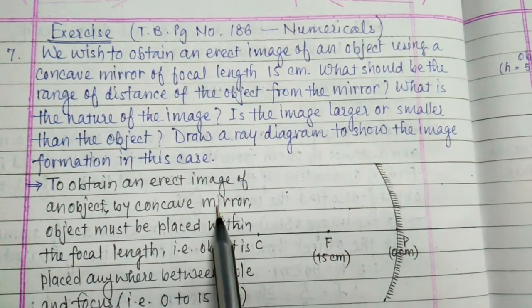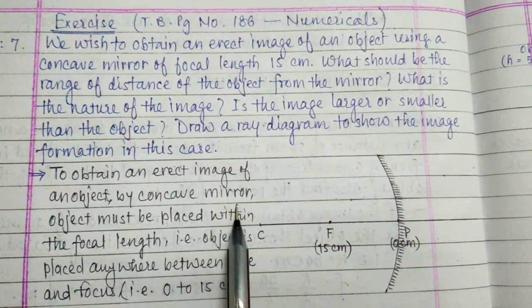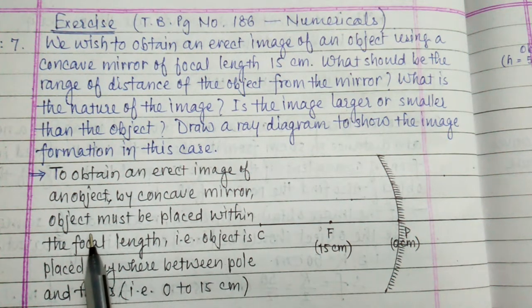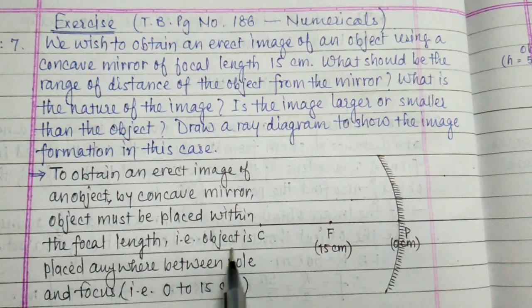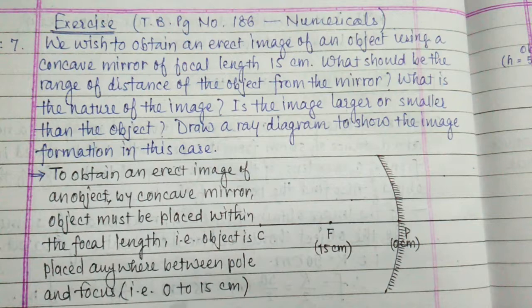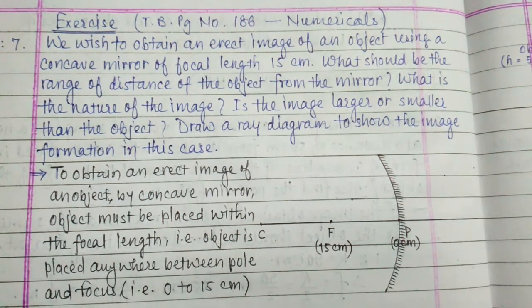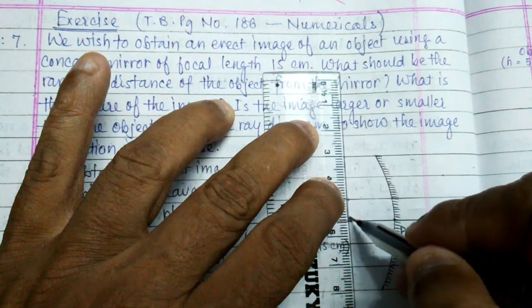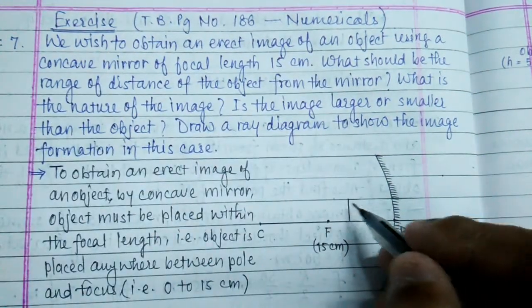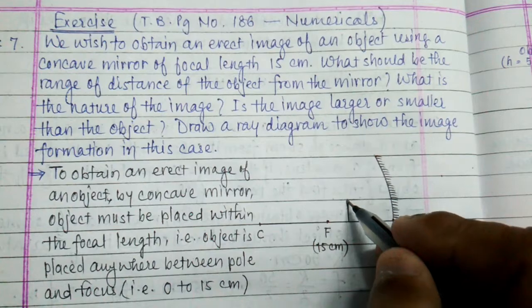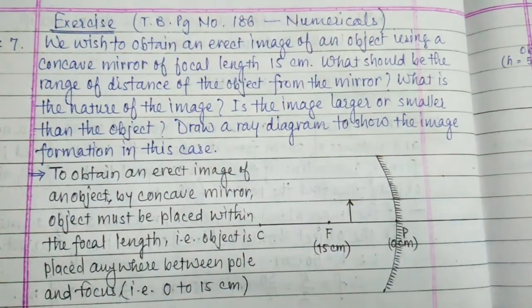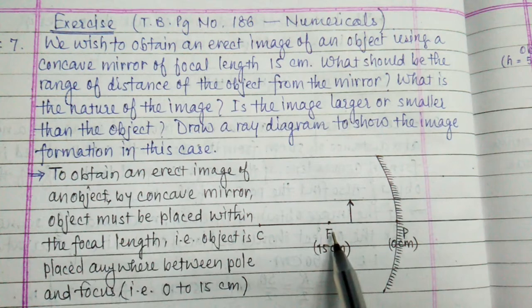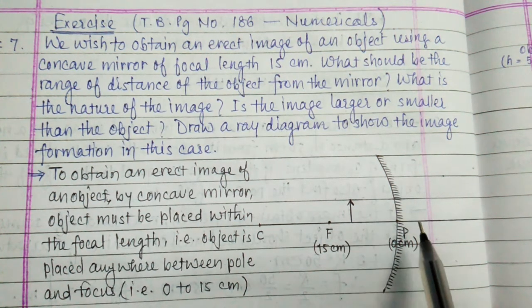So to obtain an erect image of an object by concave mirror, object must be placed within the focal length. It means object is placed anywhere between pole and focus. It means 0 to 15 centimeter. Now we draw the diagram. So this is our object. We put object within the focal length, less than 15 centimeter.